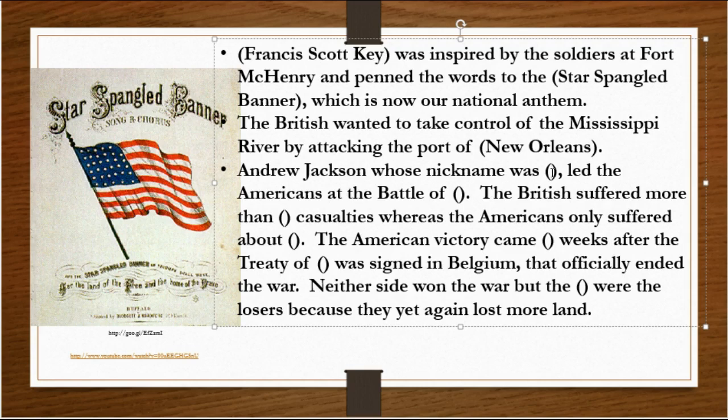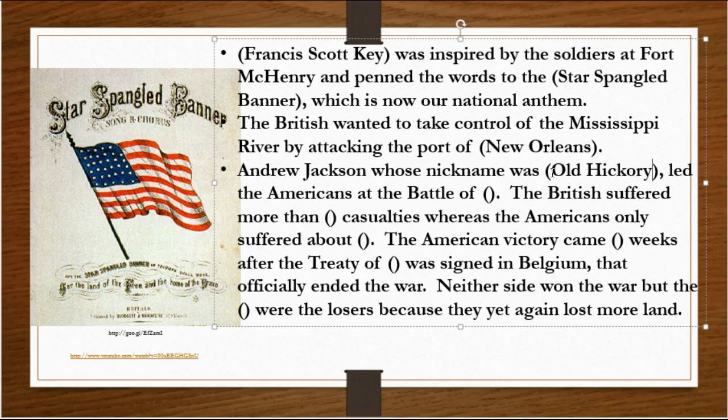Well, once again, we heard about Andrew Jackson a slide or two ago. Once again, Andrew Jackson was called on to take care of things. And because Andrew Jackson was such a bulldog and such a fighter, he was given a nickname of Old Hickory. Okay, like an old tree that's stuck in the ground, Old Hickory. And he helps lead the Americans to a tremendous battle victory at the Battle of New Orleans.